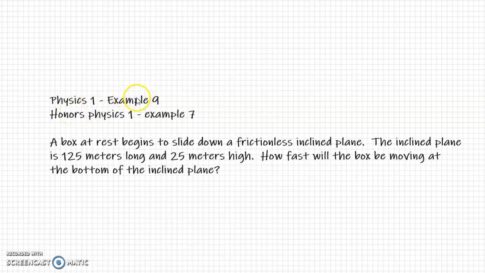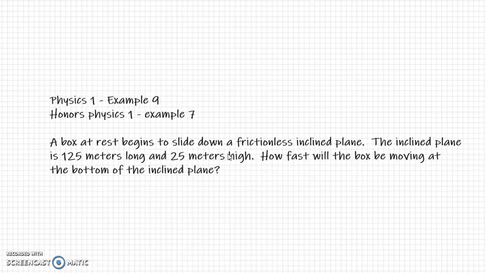This is example 9 from our Physics 1, or it's example 7 from Honors Physics. So basically what we have is a box. It's at rest, and begins to slide down a frictionless inclined plane. Now this is a very large inclined plane. It's 125 meters long and 25 meters high. So this is very, very large.